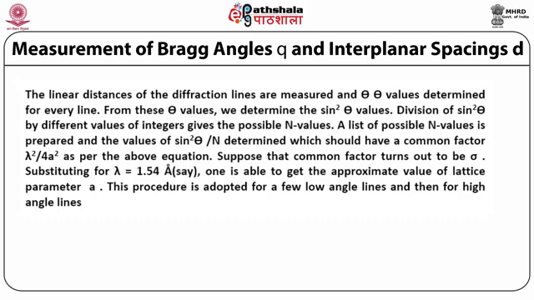Suppose that common factor turns out to be sigma. Substituting for lambda equal to 1.54 angstroms, say, for example, one is able to get the approximate value of lattice parameter small a. This procedure is adopted for a few low angle lines and then for high angle lines.